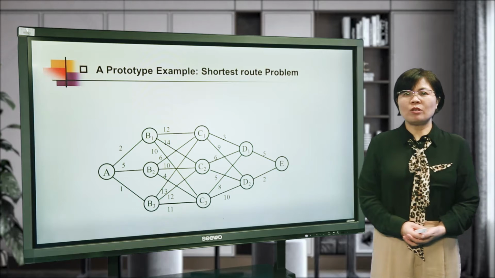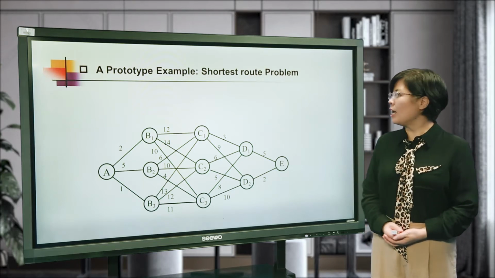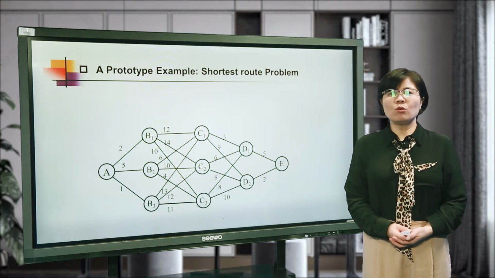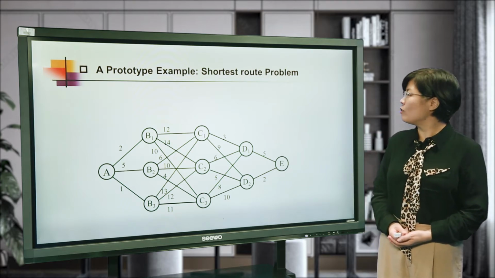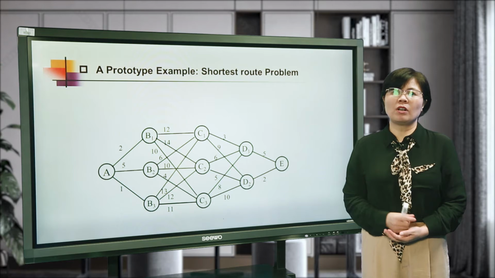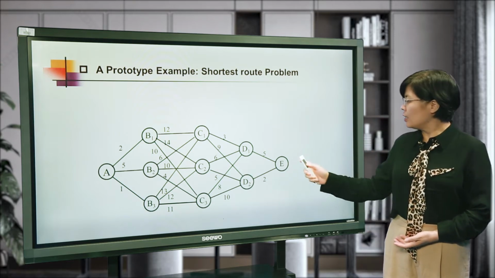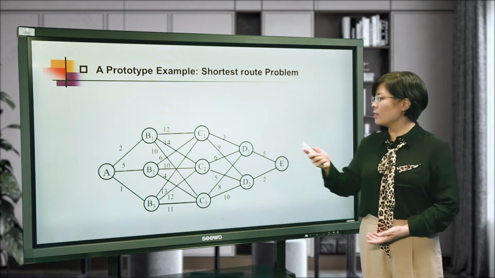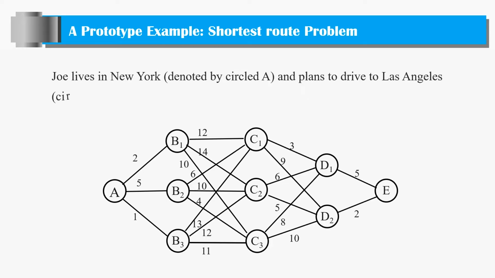To make these descriptions more concrete, I now illustrate a prototype example, the shortest route problem for a network. This is a network. John lives in New York, denoted by the circled A here, and plans to drive to Los Angeles, circled E here. What is the shortest route that he can travel? That's the problem.